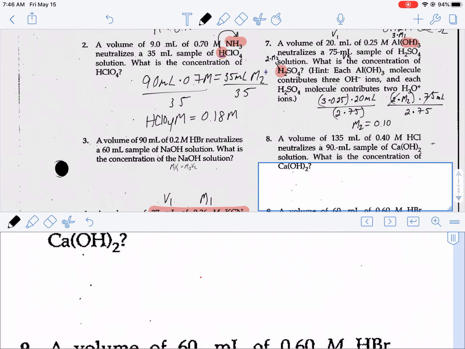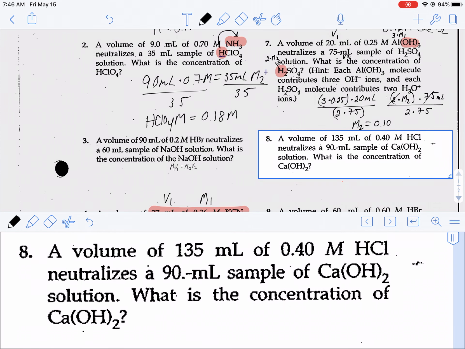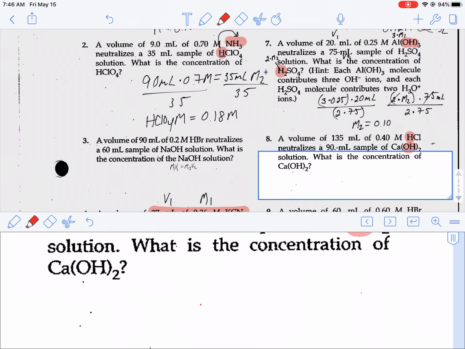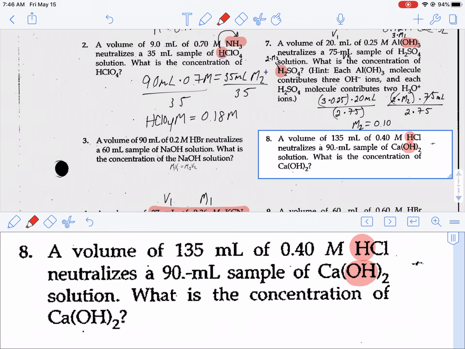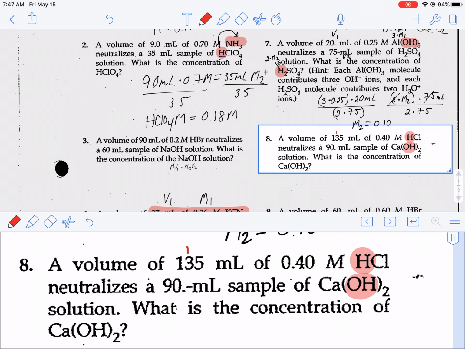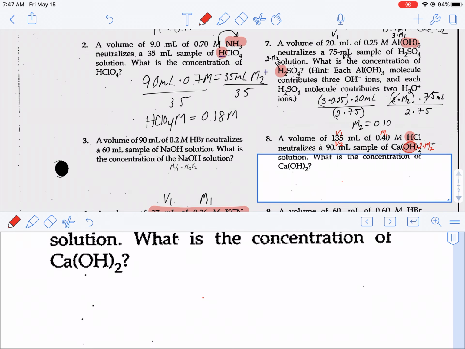Okay, look at number 8. Number 8 is a little easier because I have a 1 to 2 ratio, 1 hydrogen, 2 CaOHs. So if I'm looking at this, I'm going to do what I did before. I'm going to assign my M1s, my V1s, my M2s, my V2s. So this right here is a V1. This is an M1. This is a V2. And this is going to be M2, but because it's OH2, it's going to be 2 times M2.